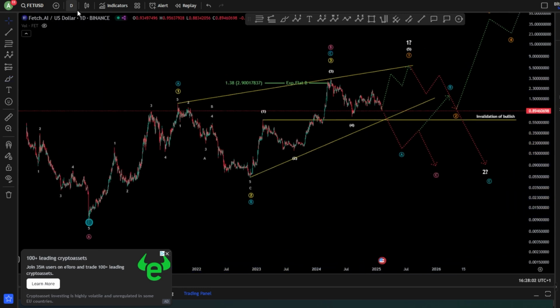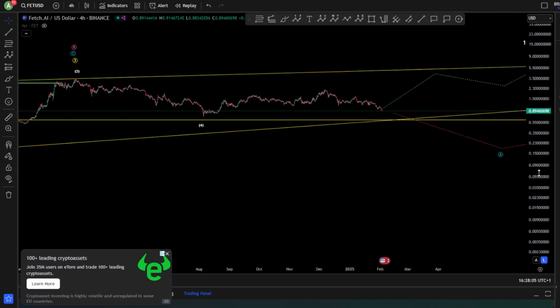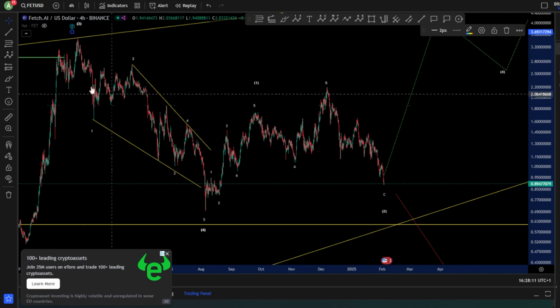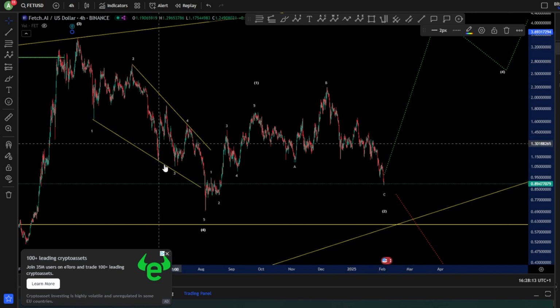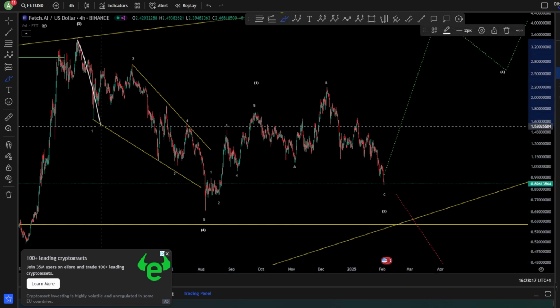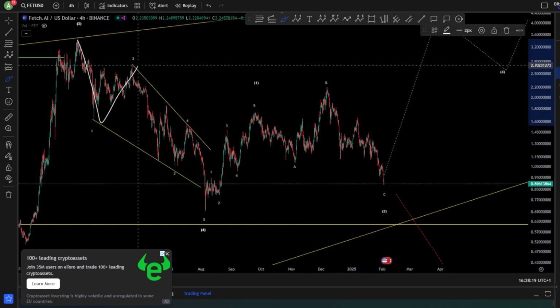Now let's move a little bit further in the 4-hour chart here. We can say in the 4-hour chart, we have those, as I said, 1, 2, 3, 4, and a 5 leading contracting diagonal. As you can see, zigzag for 1, zigzag for 2, or correction, whatever it is.